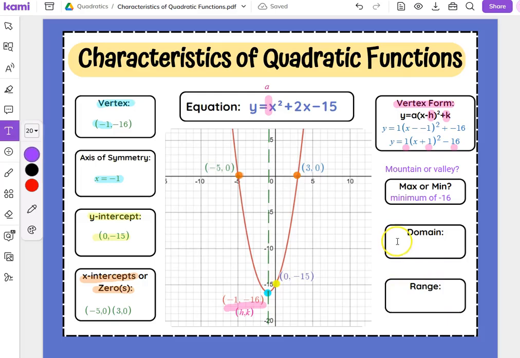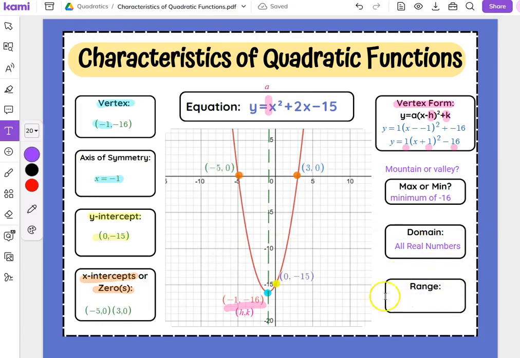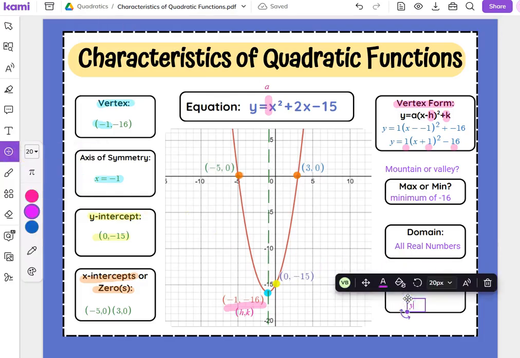Domain and range. So domain's going to be easy. It's going to be all real numbers. There is nothing that I can't have for x. It's going to be everything, all real numbers. So from left to right, everything we could possibly want for domain. And then for range, we're going to say we have a minimum, so it's going to be from the bottom to the top. So the lowest we go is negative 16. So we're going to say y is greater than or equal to negative 16.